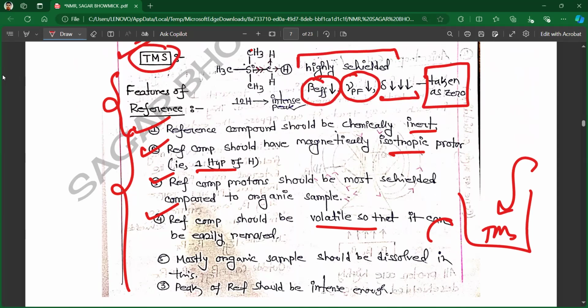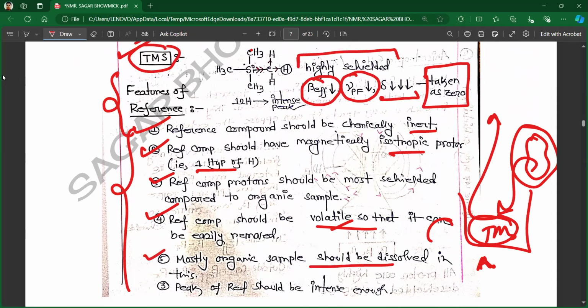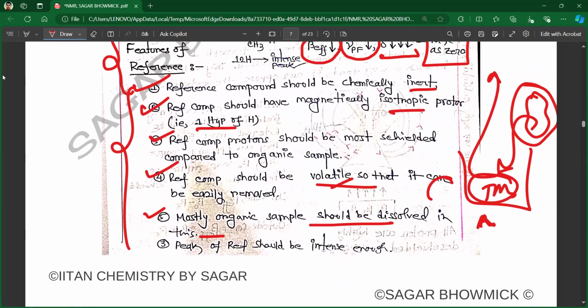Now I want my sample back. Suppose my sample is very precious. I want this sample back. If it is difficult to remove TMS, then it's problematic. So it should be volatile so that if we heat it, TMS will be vaporized, and I will get back my compound. Also, mostly organic samples should be dissolved in this. Almost every compound dissolves in it.